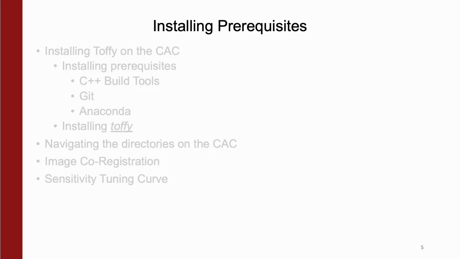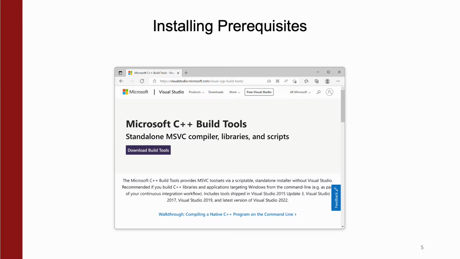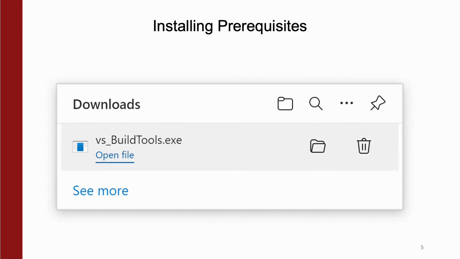Once you have all the administrative privileges that you need, we're going to install C++ build tools first. You're going to want to head to visualstudio.microsoft.com/visual-cpp-build-tools. Click download build tools.